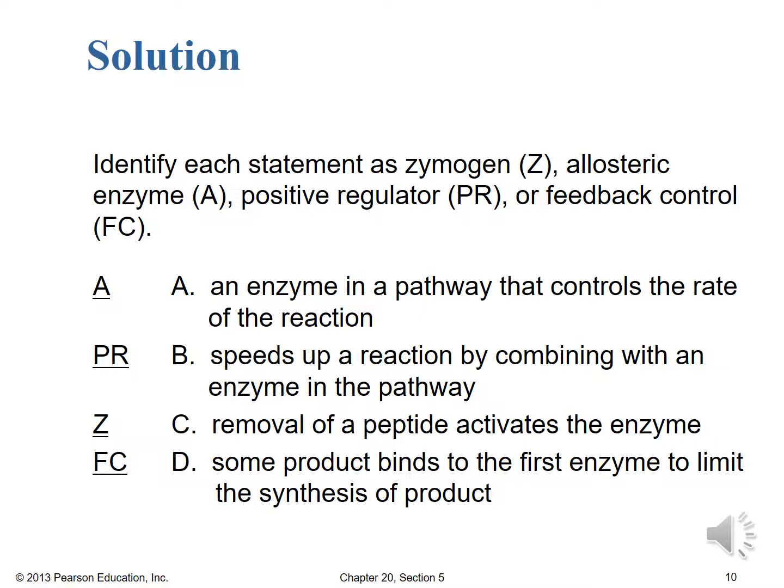And finally, D, some product binds to the first enzyme to limit the synthesis of additional product. That's an example of our feedback control, just like the isoleucine we talked about just before our learning check. So there we have it, the 4 different descriptions and the identity of each of those descriptions. If you are all good with these and you arrived at the same results, wonderful. If that's not the case, hopefully it makes more sense now, and if it's still a source of frustration, then please reach out for some help.